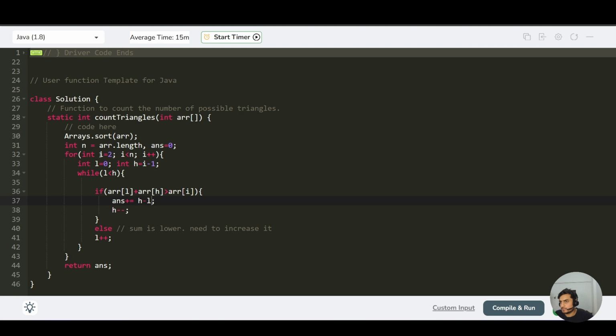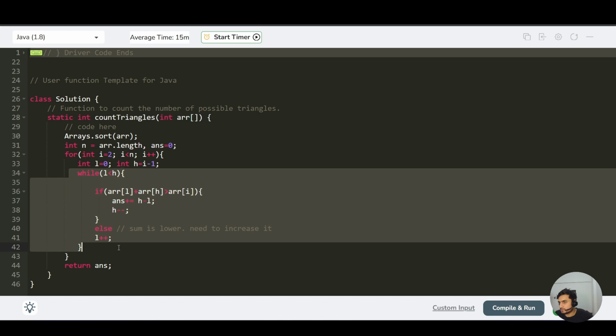So there goes our final code. As the first step, arrays.sort, and then what we need: n equals to arr.length, result equals to 0, and then we are traversing from i equals to 2 to less than n, and declaring our high and low pointers. Again, the two pointer search is happening here.